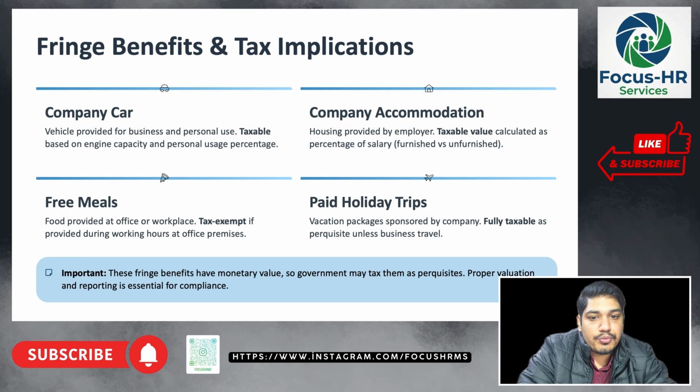Free meals. Food provided at the office or workplace. If the food is provided during work hours and office premises, it's tax exempt. Paid holiday trips. Vacation packages sponsored by the company are fully taxable as a perquisite unless it's business travel. The important thing to remember here is these fringe benefits have monetary value. The government will tax them as perquisites. Proper valuation and reporting is essential for compliance. Your HR and finance team needs to calculate this correctly, or both you and the company could face tax issues.